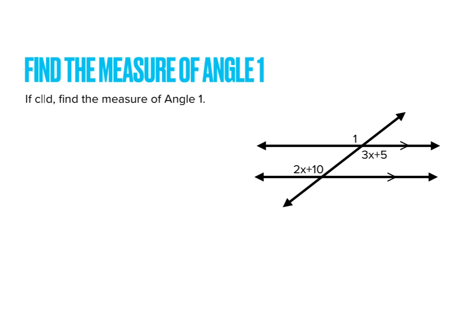Okay, in this diagram, I am given that C is parallel to D, and I didn't label them, so let's do that. And I would like to find the measure of angle 1. Okay, let's take a look at what we have here. These are alternate interior angles, so that means that they have to be congruent. So let's set them equal to each other.